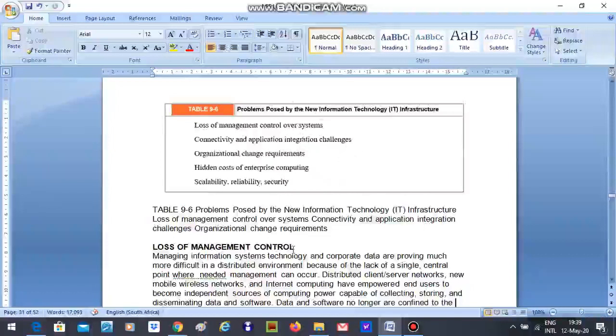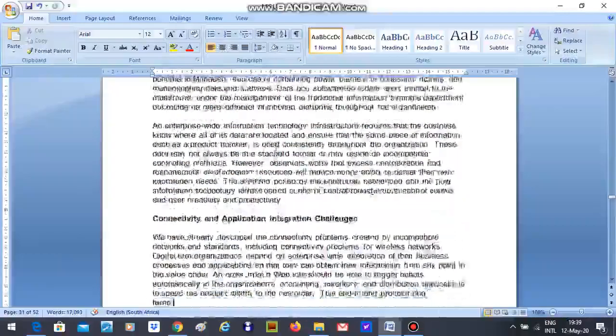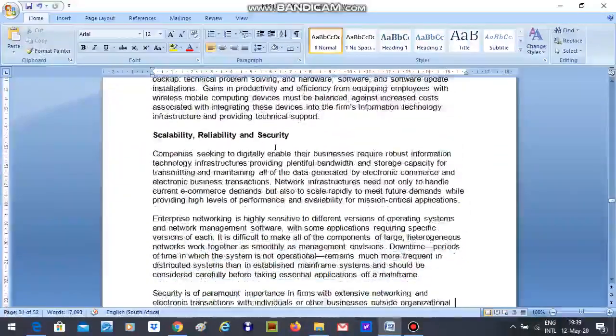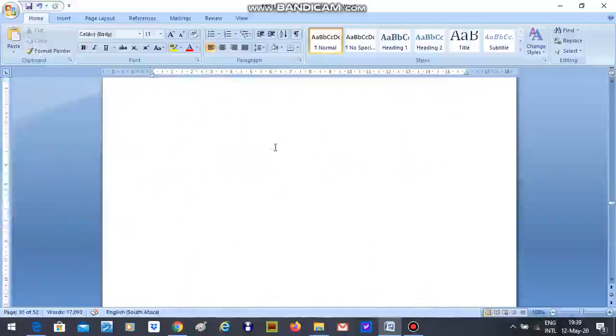We have loss of management control. There's the need for you to be able to manage, but because everyone is using computers, we all know it, there's a sense of losing control of management. We have connectivity and integration challenges. All these are available. If you talk about scalability, reliability, and security, explanations are right here in your notes. Scalability is looking at when the business expands, how do you handle infrastructure?